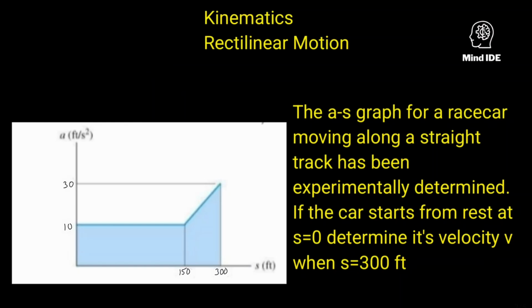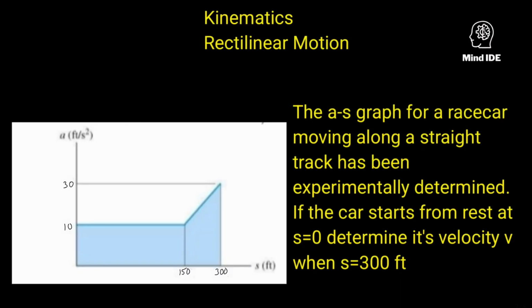Okay, hello. So today we've got a kinematics question in rectilinear motion, and we're looking at an A versus S graph. So I'm just going to read the question first. The question says the A-S graph for a race car moving along a straight track has been experimentally determined. If the car starts from rest at s equals 0, determine its velocity v when s equals 300 feet.